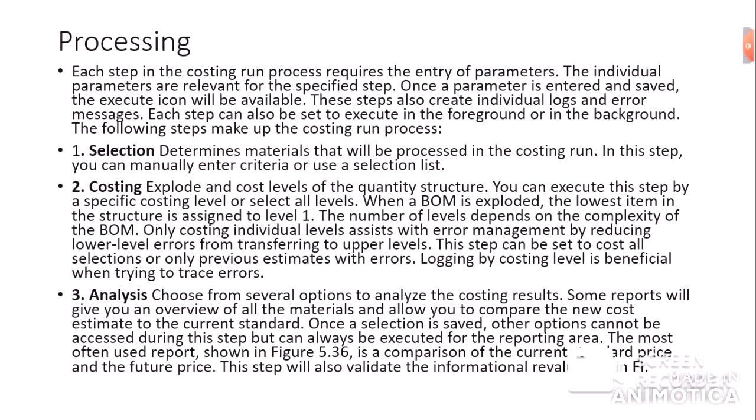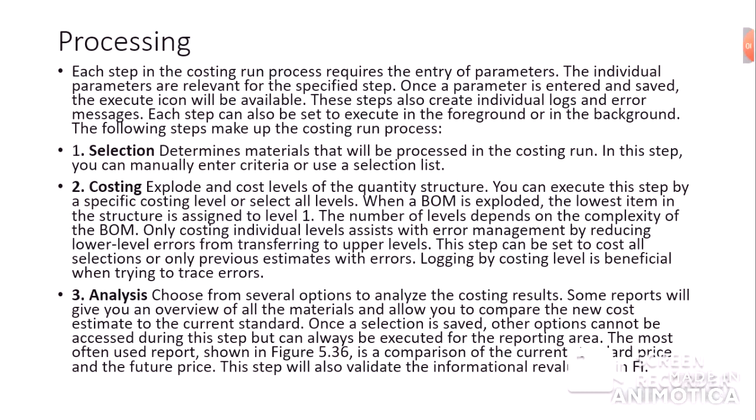The following steps make up the costing run process. Selection determines materials that will be processed in the costing run. In this step, you can manually enter criteria or use a selection list. Costing: explode and cost levels of quantity structure. You can execute this step by a specific costing level or select all levels.